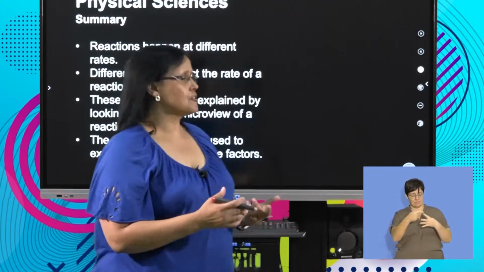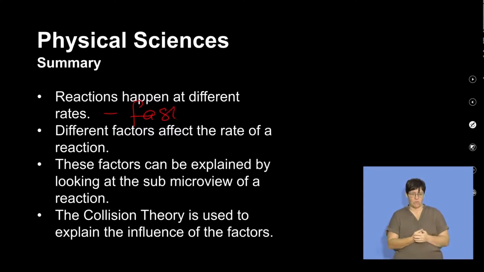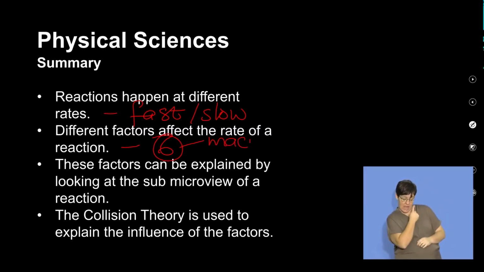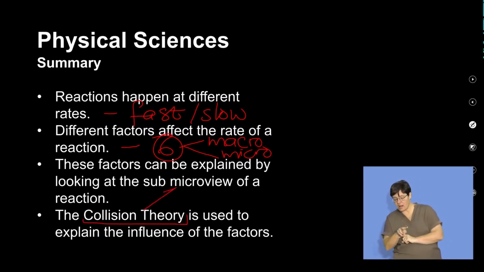In closing, I would like to remind you of the following. Reactions happen at different rates. Reactions can be fast or slow. It all depends on what we're reacting. There are different factors that affect the rate of a reaction, and we spoke about six of these factors. We spoke about macroscopically as well as microscopically how they affect the reaction. These factors can be explained by looking at the submicro view of a reaction. And when we look at the submicro view of the reaction, we spoke about the collision theory.